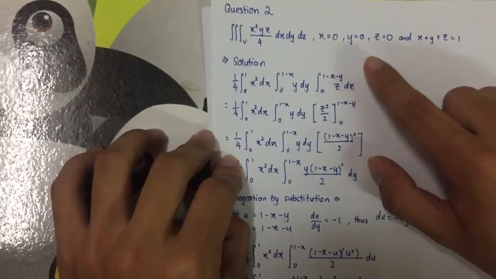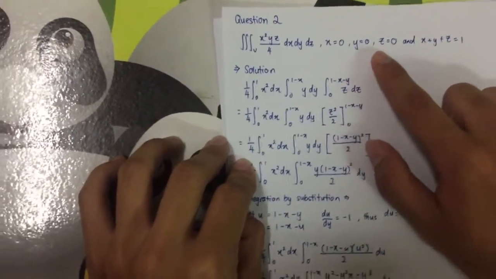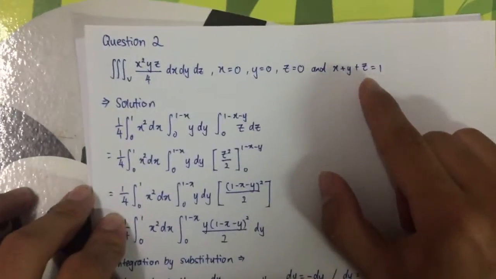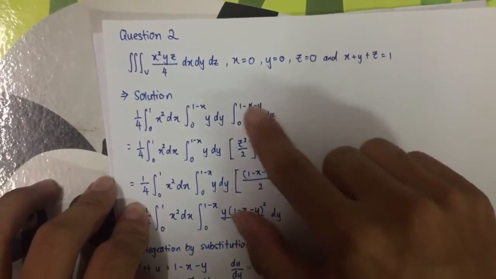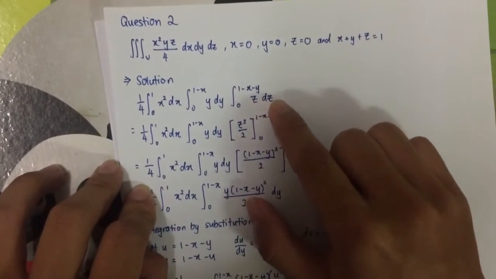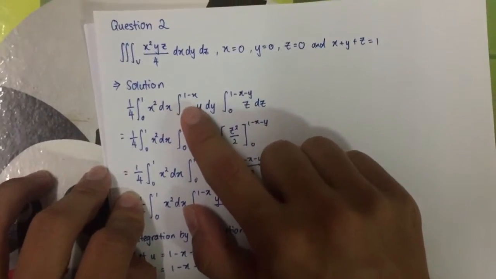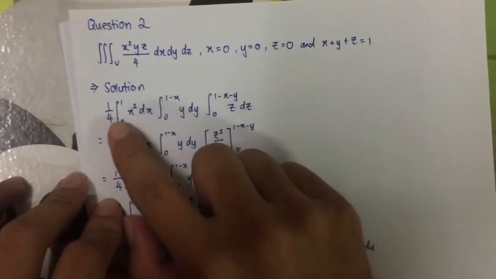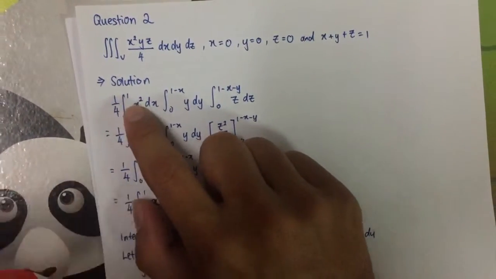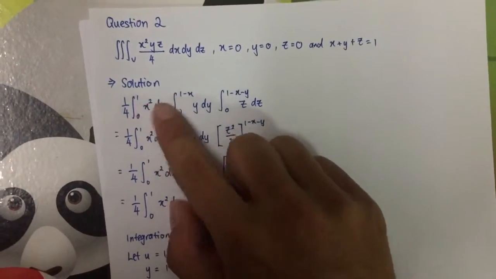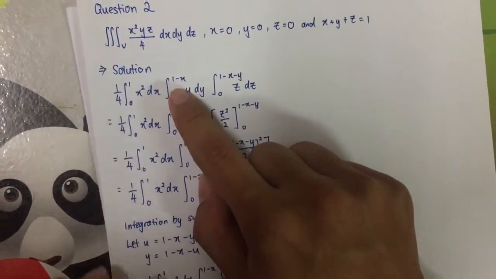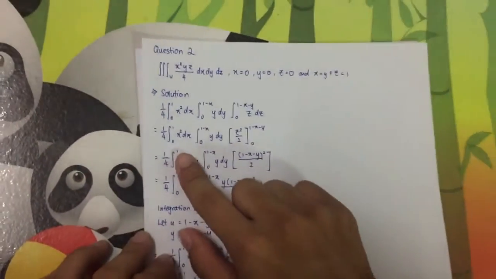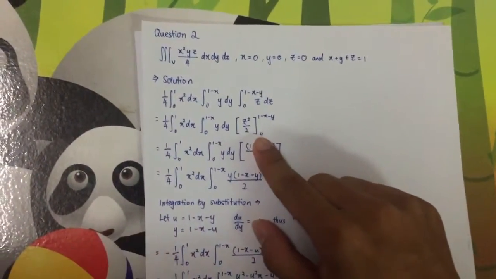It's from the condition given. When z equals 0, z goes up to 1 minus x minus y. And then y will be equal to 1 minus x, and x will equal 1, because it will be both x and y and z equal to 0.